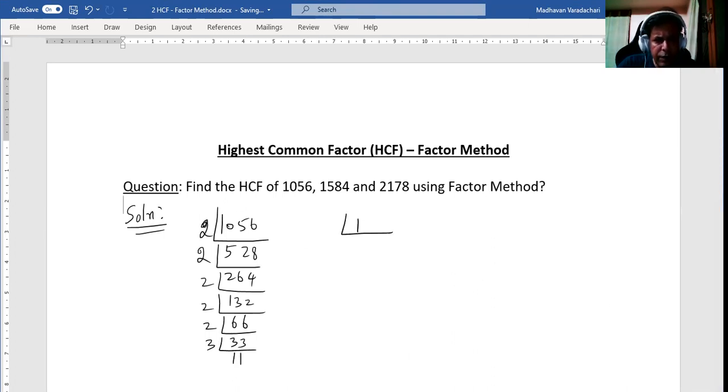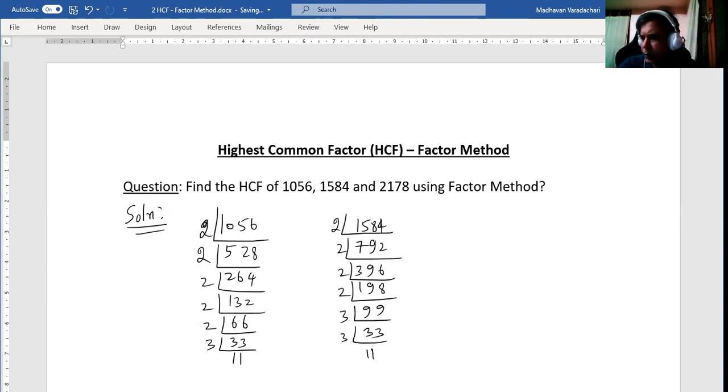Similarly, the next one, 1584, is an even number. Start with 2, and keep dividing by 2 until the quotient is no longer divisible by 2. Then I will use 3, and 33 again by 3 gives 11. I have to stop there.